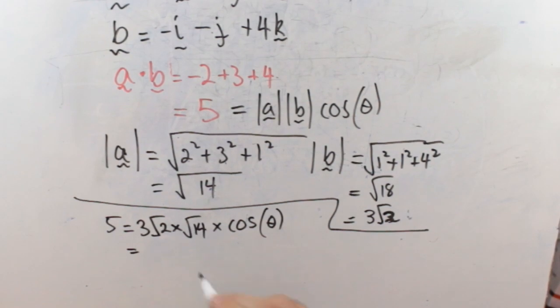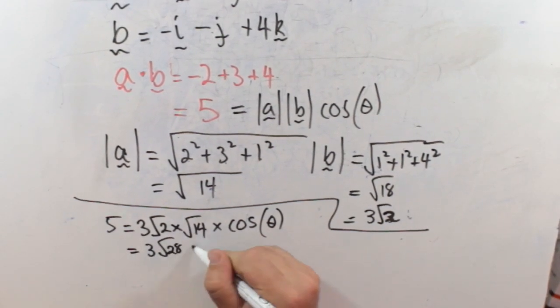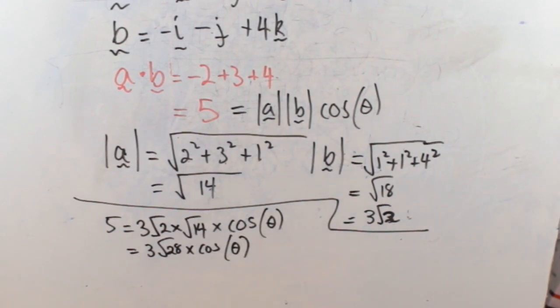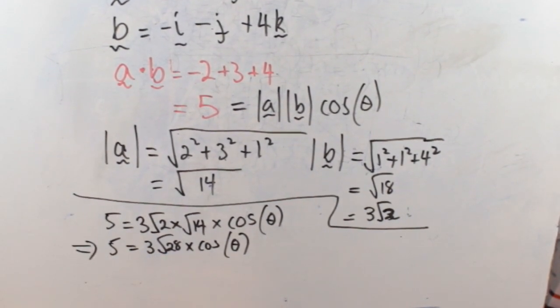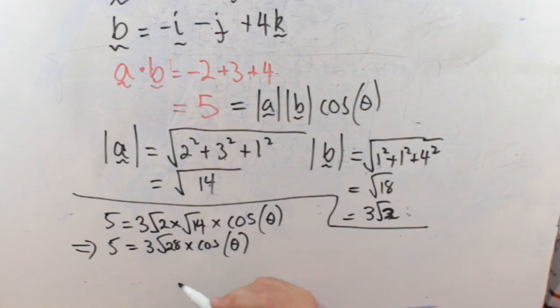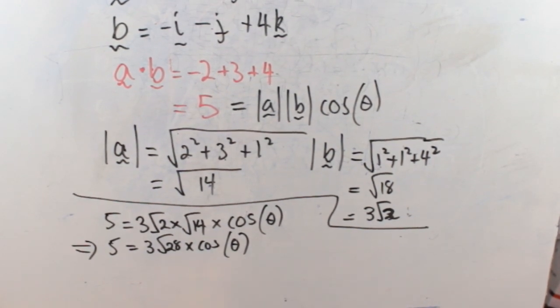Alright, let's just tidy it up a little bit. Can we do root 28 times cos of the angle? That seems okay. That equals 5. Yeah, it's not real nice, is it? Can that simplify down any? I don't think so. Doesn't go into 16, doesn't go into 9, doesn't go into 4. No, I think that's as good as we can do.